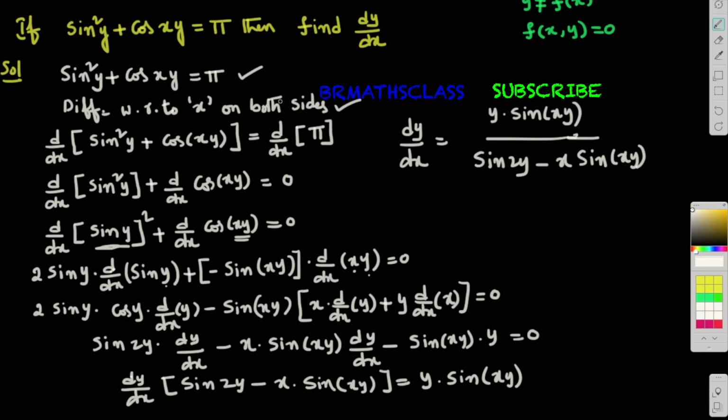That's it. First you identify it is an implicit function. Once you identified it is an implicit function, you differentiate the complete equation with respect to x on both sides. Once the differentiation is over, you write all dy by dx terms at one place and remaining all terms other side, and you take dy by dx common. From that you can write what is dy by dx.